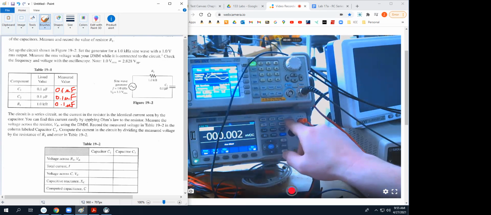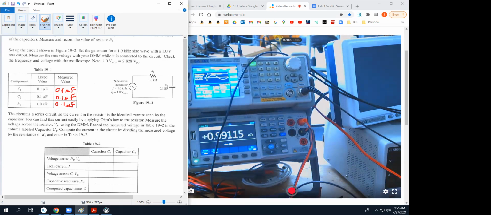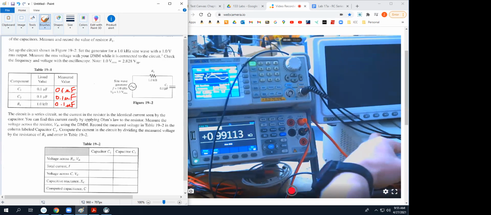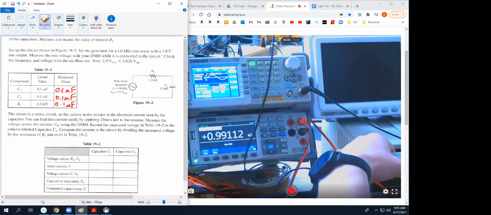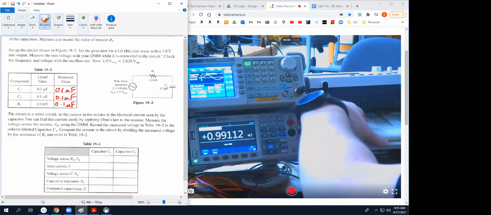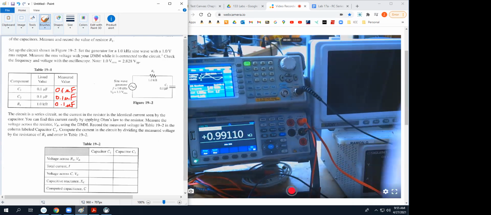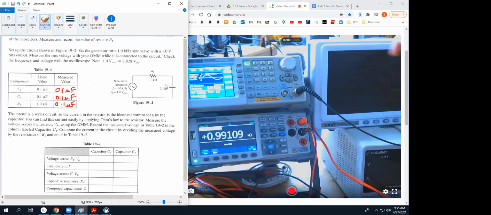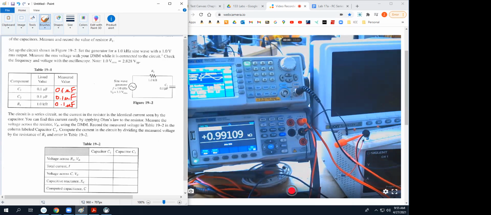I'm getting 0.991 kilo ohms. That's 991.09 ohms.